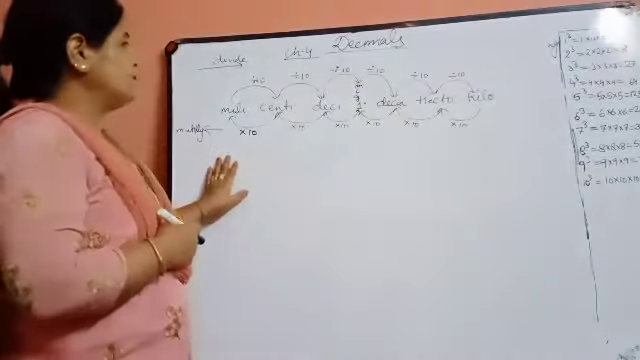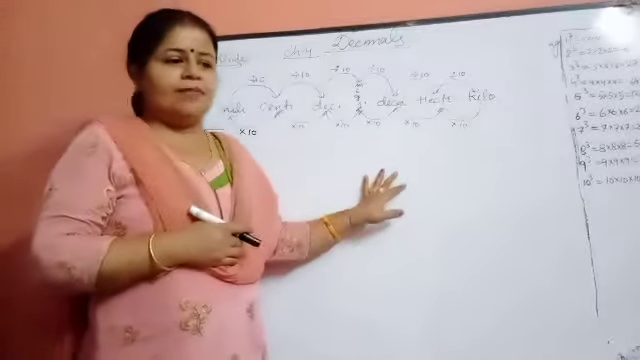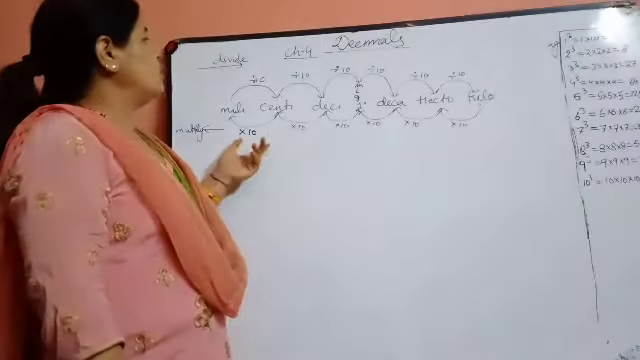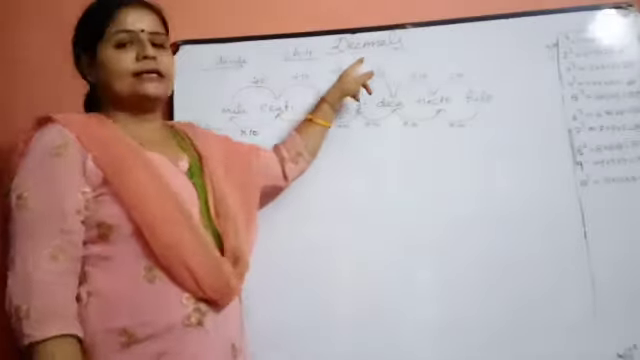Good morning, children. Beta, in the last class we completed chapter number 3, that was rational numbers. Now from today we are going to start chapter number 4, that is decimals.